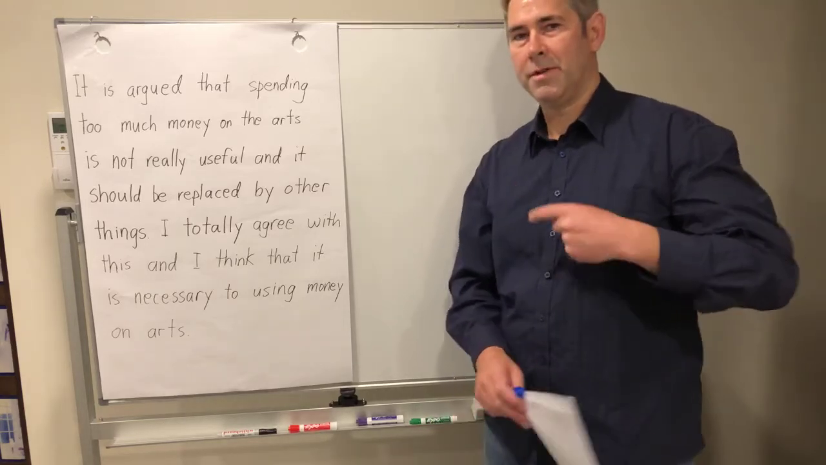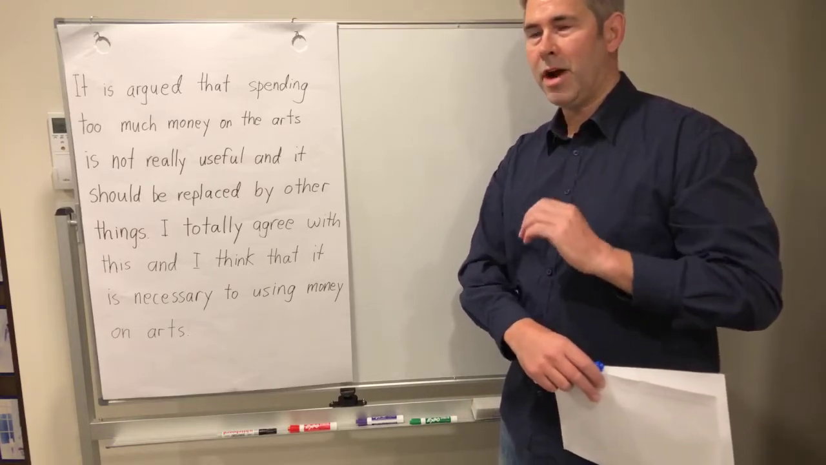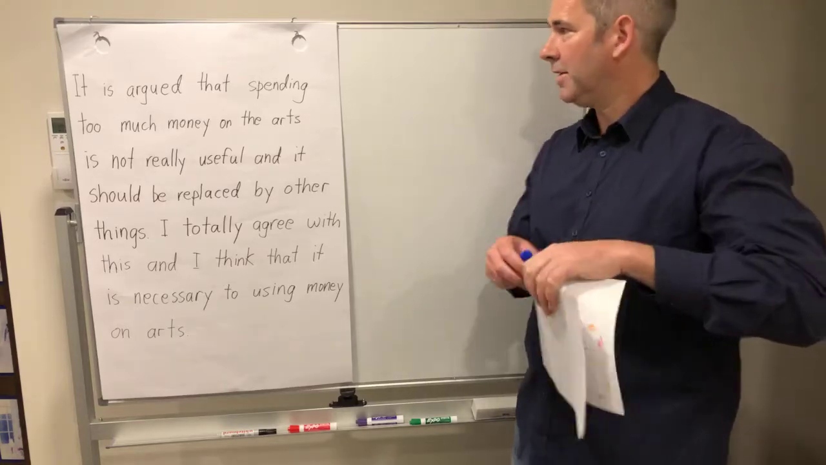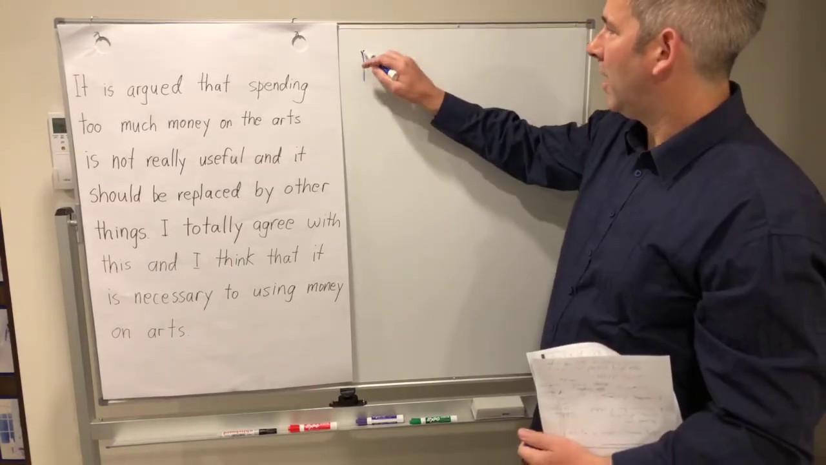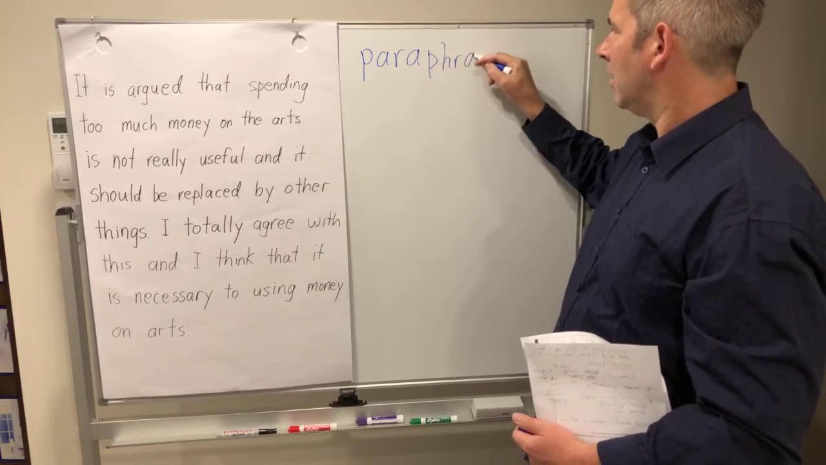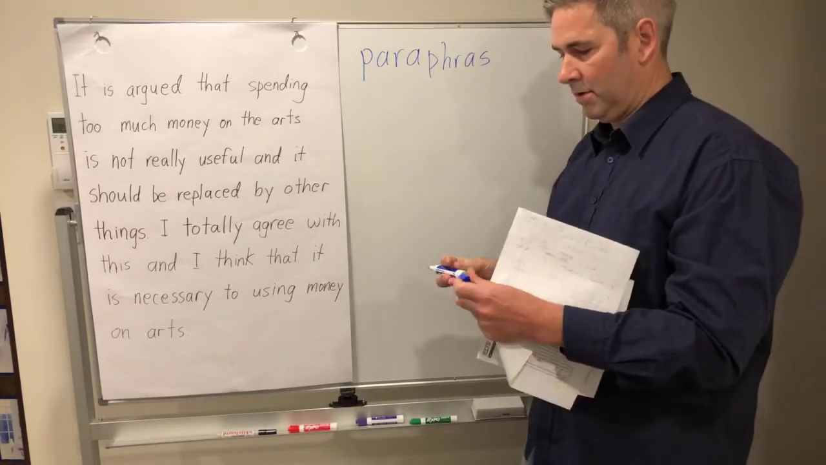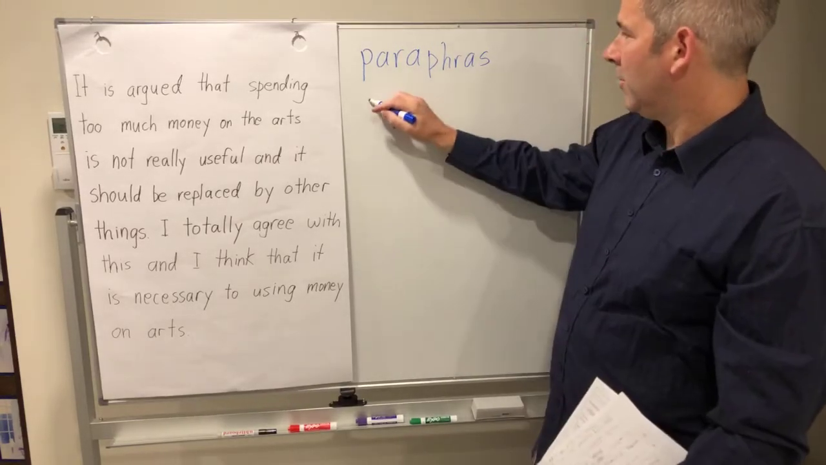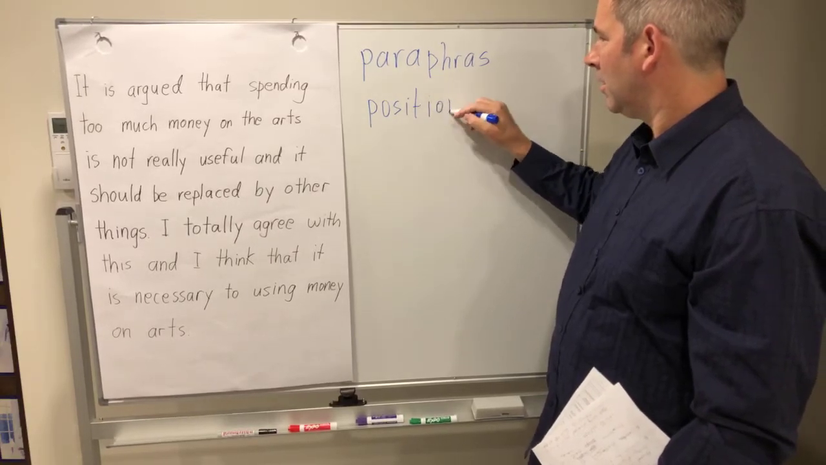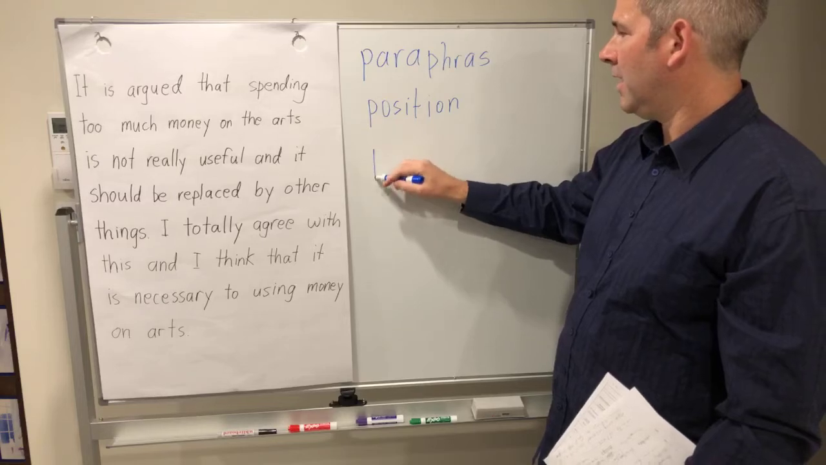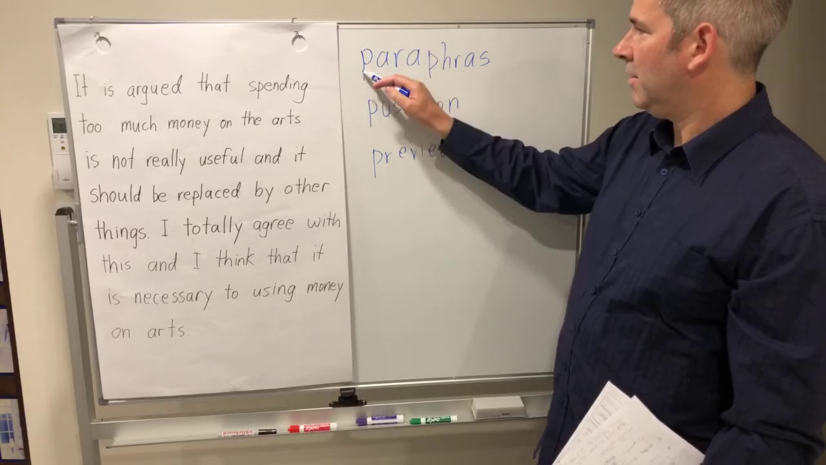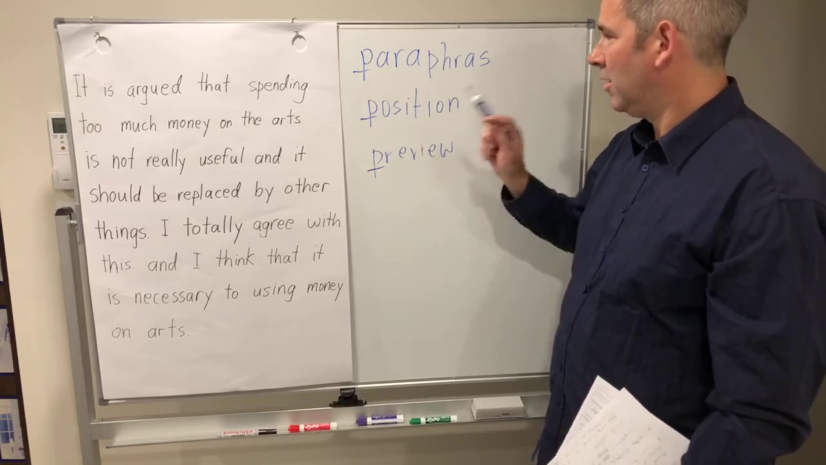Now, if you have watched the videos which I made, when you write an introduction, one way to think about it is 3 P's. The first one is paraphrase. The second one is position. And then a preview, right? Hence the 3 P's, P, P, P.